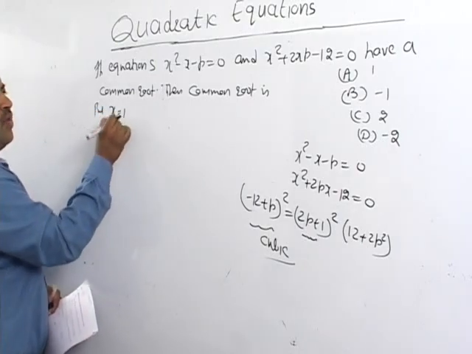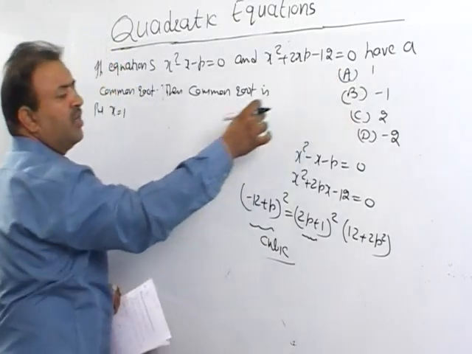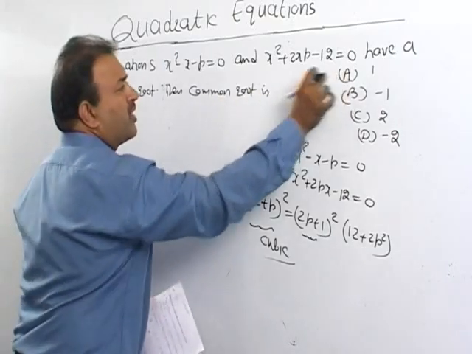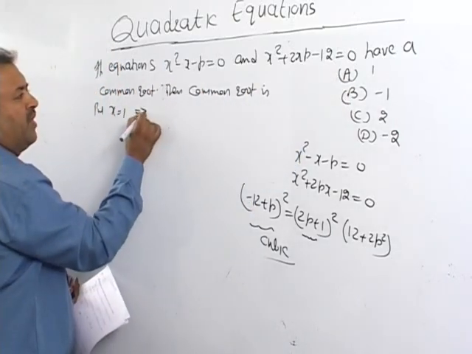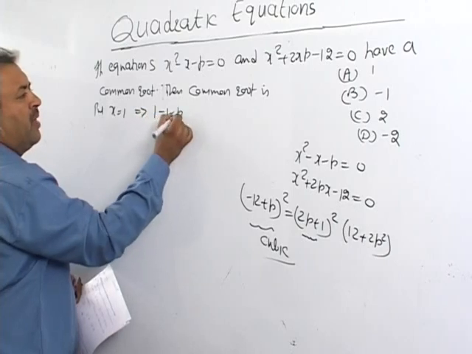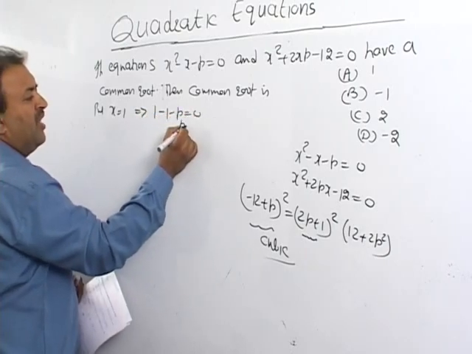See, like put x is equal to 1. I am using this option, put x is equal to 1. First equation we got it, 1 minus 1 minus p is equal to 0. The value comes out to be 0.